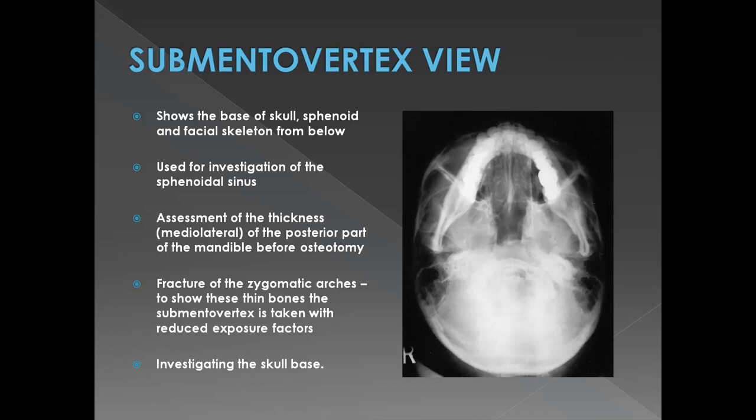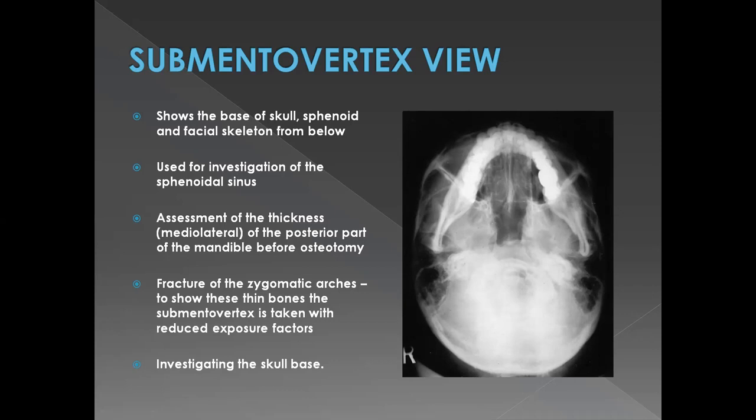It used to be used for assessment of the thickness of the posterior part of the mandible. As you can see, you can quite clearly see the posterior part of the mandible over here. So before the osteotomy, they used to figure out the length and the thickness of the mandible beforehand using a submentovertex view. But obviously nowadays, with the use of CBCT, this is no longer done. So fractures of the zygomatic arches is its main indication for our purposes. It shows us the thin bones of the zygoma and temporal bone over here.